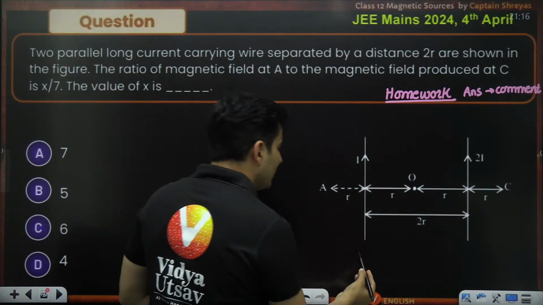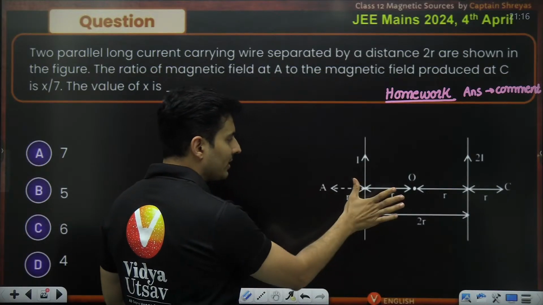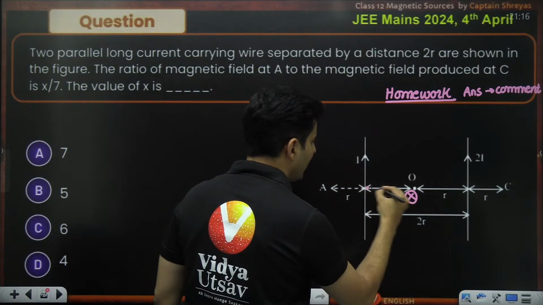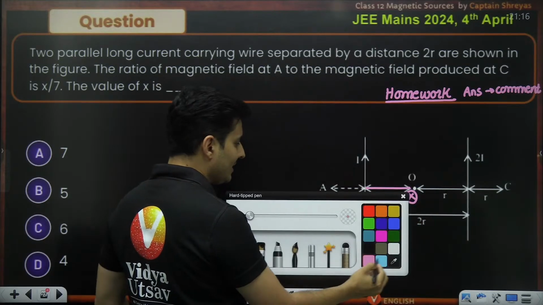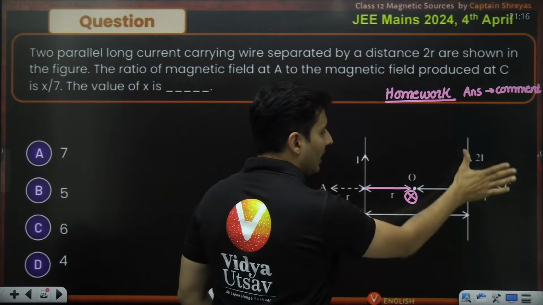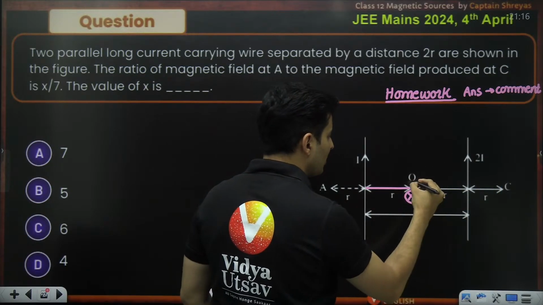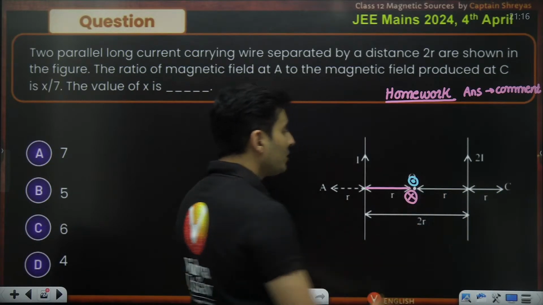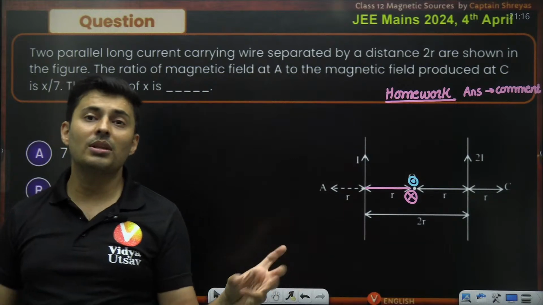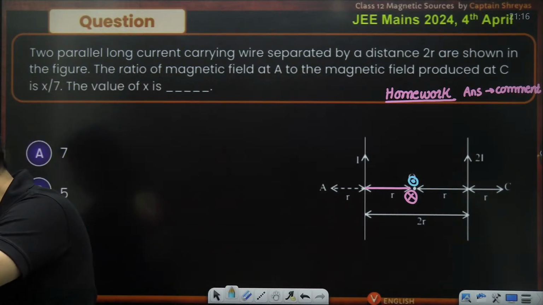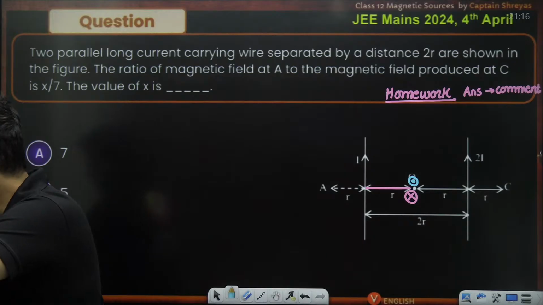Think carefully. This current is going up. If you hold your thumb like this, the field will go inside. So due to this wire, the field is here. Whereas due to this one, again if you hold the thumb like this, the fingers come towards you, so the field will be towards you. So they will not add in magnitude, they will subtract in magnitude. That is your biggest hint. Is that clear? Yeah, everyone, they will subtract in magnitude.